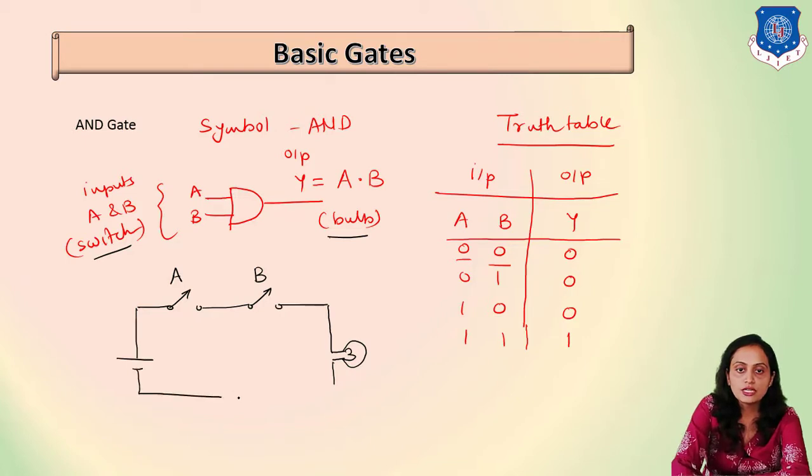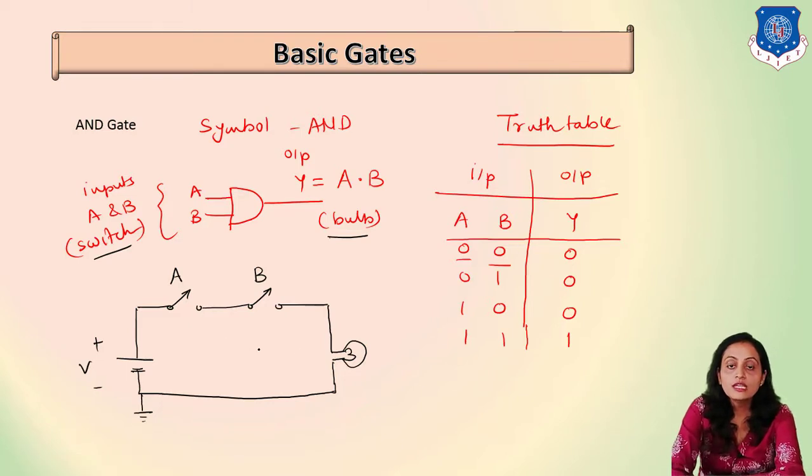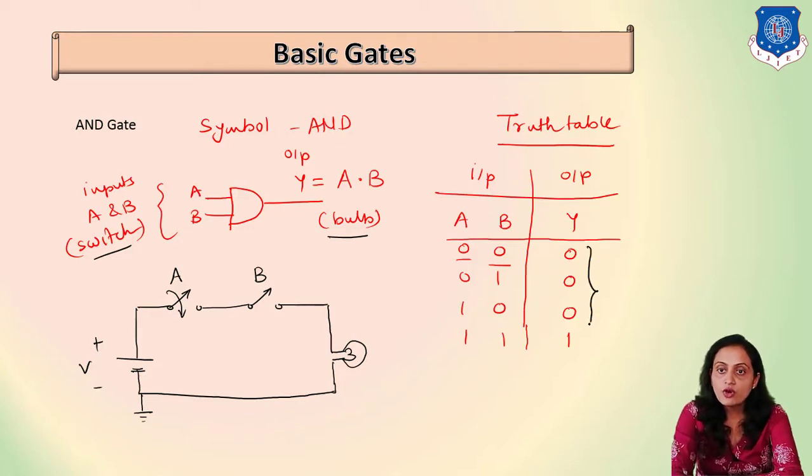And with this electronic circuit, to make this bulb on, we are using a battery of voltage V. So the functionality of the AND operation can be seen over here. If I close the switch A, then the path at B is open, so the bulb will not glow. Even if I close the switch B and A is open, the bulb will not glow. So for these three possible inputs, we have output 0, that means the bulb doesn't glow.